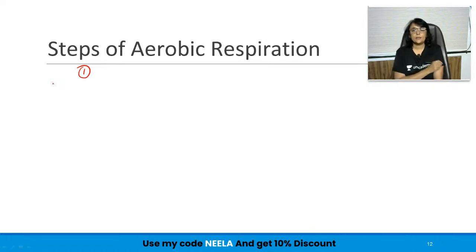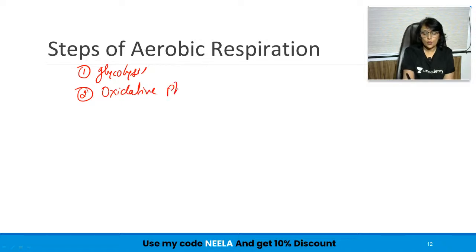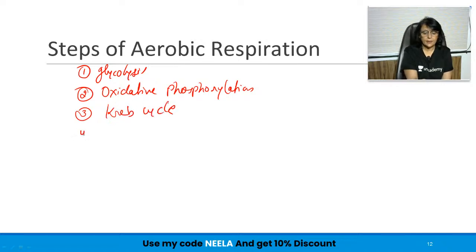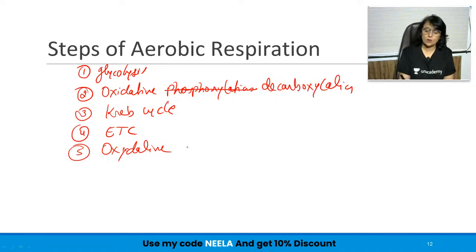We started with aerobic respiration yesterday, and we said aerobic respiration has 5 steps. The first step was glycolysis. Then there is the link reaction, which is called oxidative decarboxylation. The third step is the Krebs cycle. Then there is the electron transport chain, and the last step is oxidative phosphorylation.